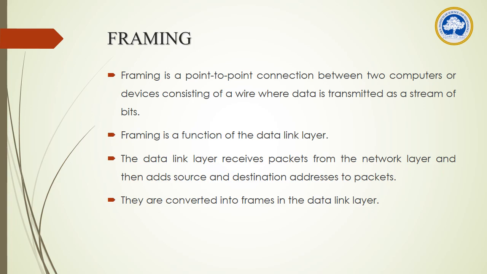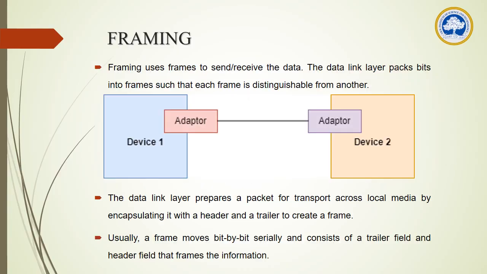The data link layer receives the packets from the network layer and then adds source and destination addresses to the packets. They are then converted into frames in the data link layer. When the frame size becomes large, a packet is divided into smaller frames, and these smaller frames enable error control and flow control more efficiently. Here, the framing uses frames to send or receive the data.